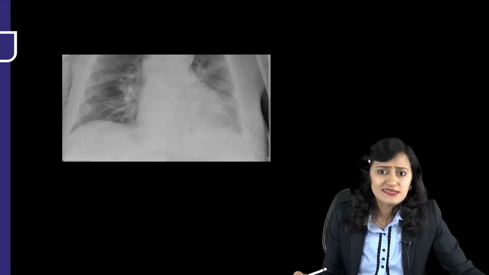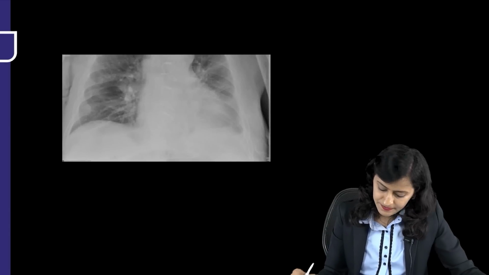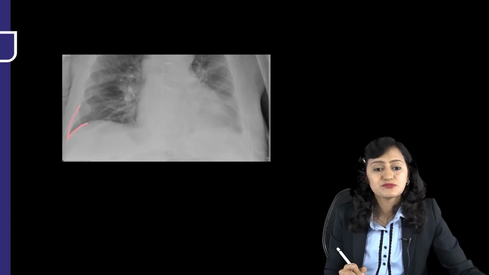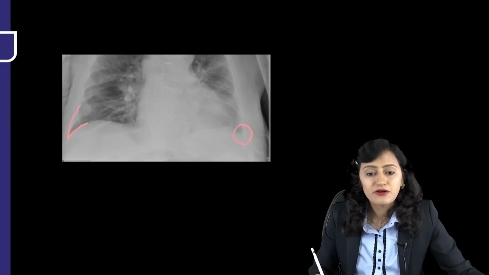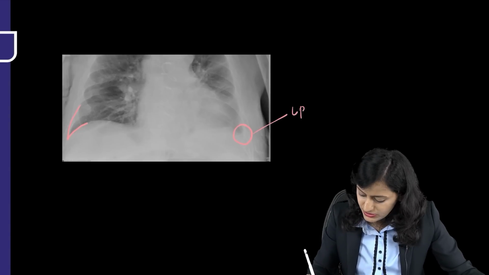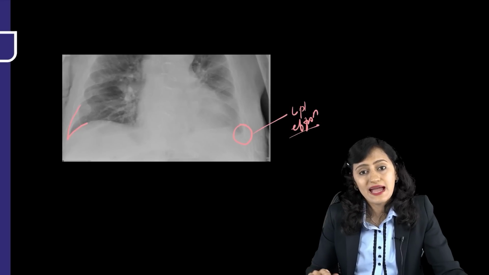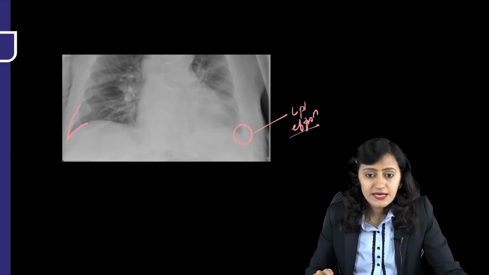Now, do you see the pleural effusion in this image? Right side or left side? It's the left side. The right side angle is sharp and you see the blunting of the angle on the left side. So this is left pleural effusion. So always check the costophrenic angles in a chest x-ray, right?